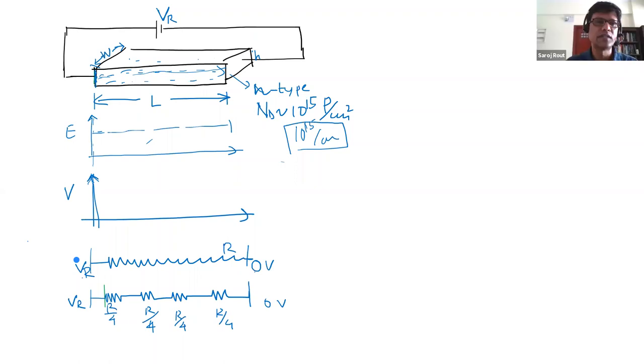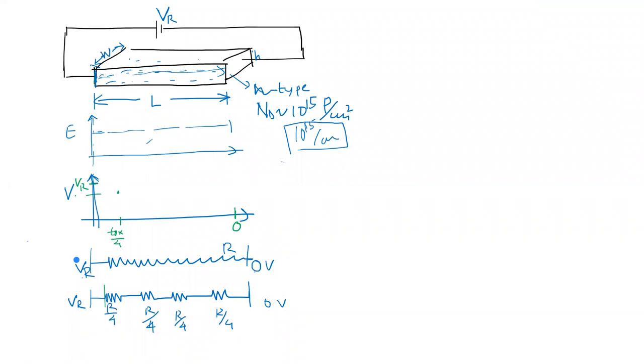Now let's look at the potential. So obviously I start, like I said before, at VR, right? I start with VR, and I have to end here at what? Zero. Okay, what's the voltage here at T aux by 4? What is the voltage? 3 VR by 4. Correct. 3 VR by 4, right? I'll just write 3 by 4.